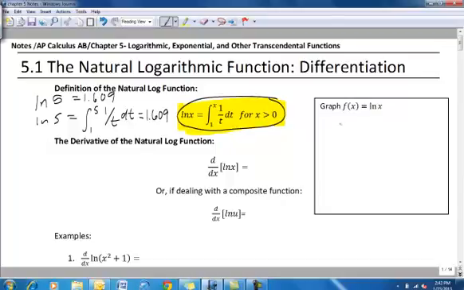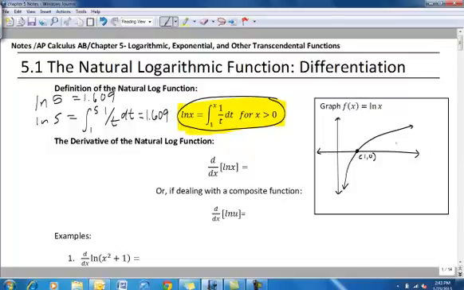A real quick note here, it's good for you to understand, at least remember what the natural log function looks like when graphed. So here it is, there's your x and y axis. Natural log function is always increasing from left to right, passes through the point 1, 0, and takes on that basic shape.